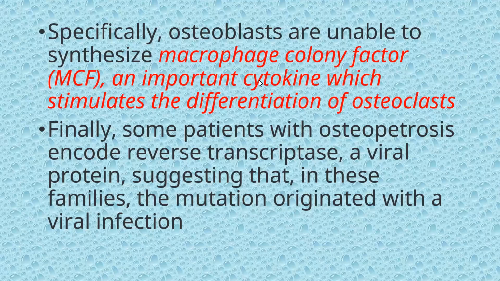We have a macrophage colony factor, which is an important cytokine, which stimulates the differentiation of osteoclasts. Finally, some patients with osteopetrosis encode reverse transcriptase, a viral protein, suggesting that in these families, the mutations originated with a viral infection.